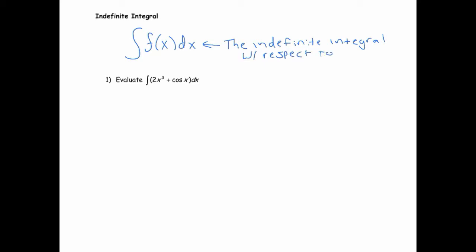So to define the indefinite integral, notationally we use the same integral sign as though we were going to write a definite integral. And then what we do is we put in a function, and then the differential. So this is called the indefinite integral with respect to x. And what it represents is the family of functions whose derivative is f of x.